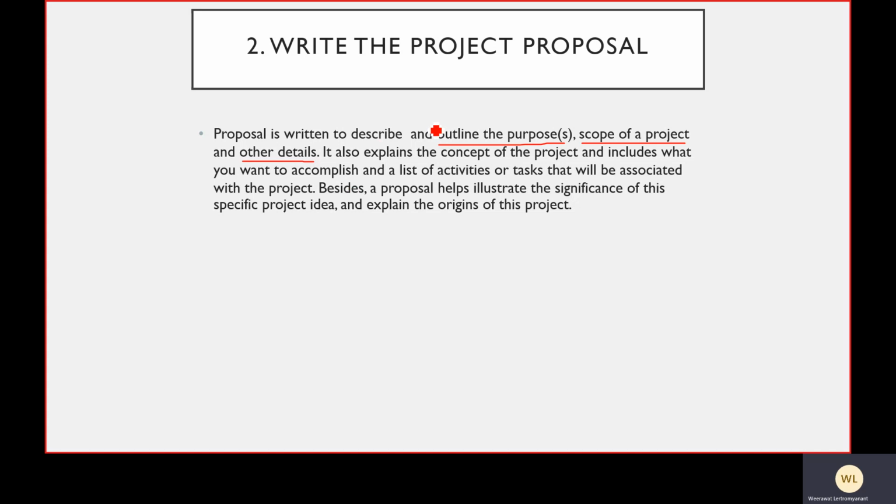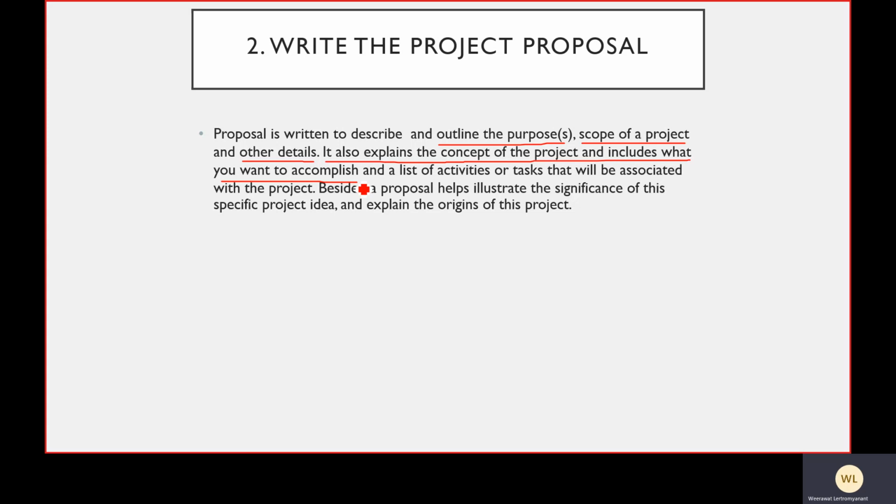Like in which village, what you will do, and how you are going to do the project. The limitation of your project and other details: the date and time, the duration, how long, and the place. The project proposal also explains the concept of the project and includes what you want to accomplish, that means you mention the goal or the achievement.